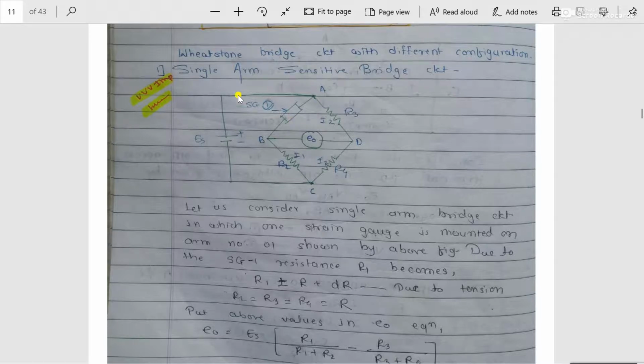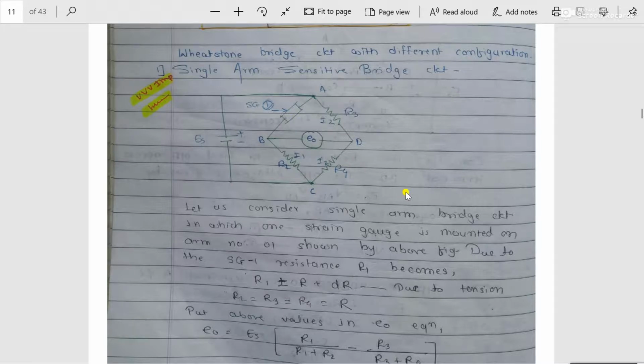Of the 4 arms provided in the Wheatstone bridge circuit, on one arm one strain gauge is mounted or attached. Therefore this particular circuit is called a single arm sensitive bridge circuit, because out of the 4 arms only one arm is sensitive, where the strain gauge is attached or bonded.